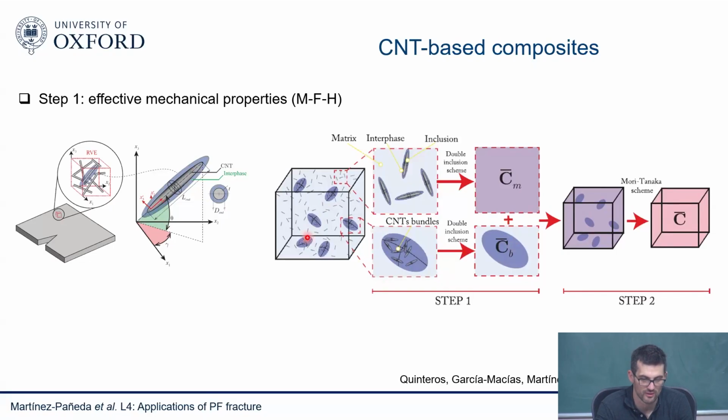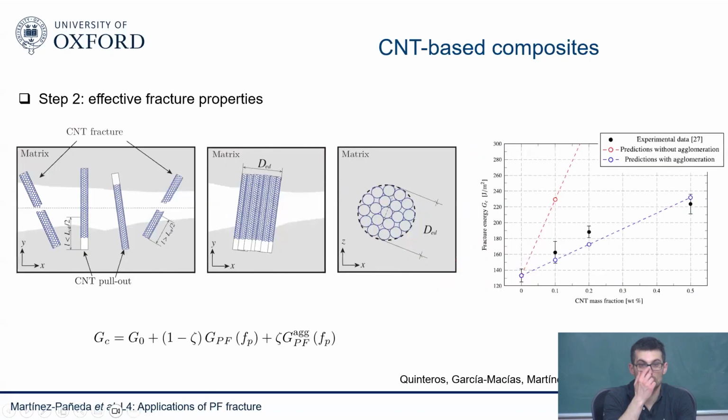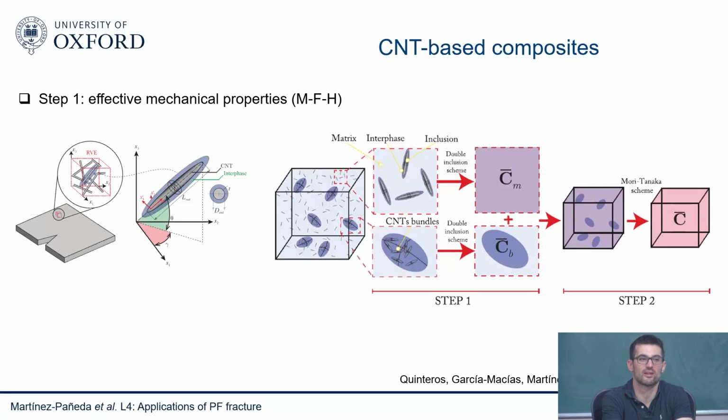So this is what you see here. You have two homogenization steps, the double inclusion scheme and then the Mori-Tanaka scheme. And then we also included the fracture property. So this was a first step. This is a kind of a pre-processing step. You do this mean field homogenization. We have a Python script. You do this before you run your phase field simulation, so that gives you some effective mechanical properties.